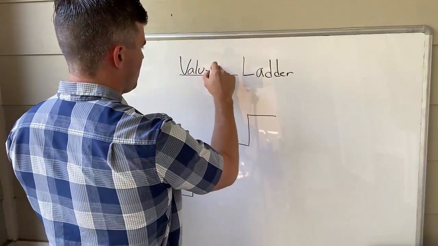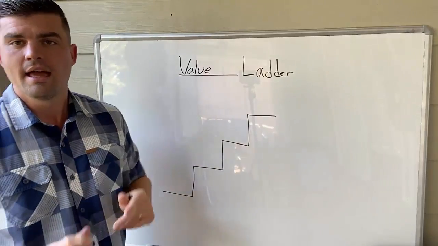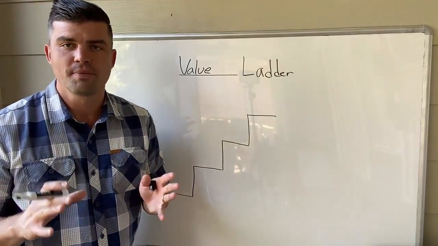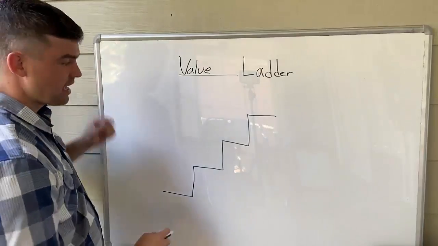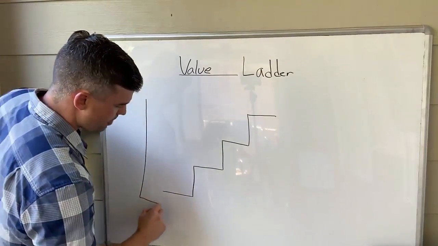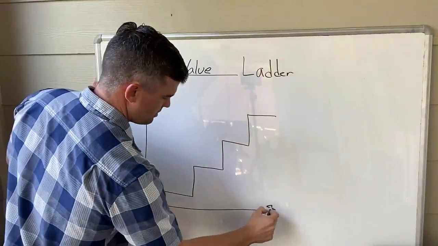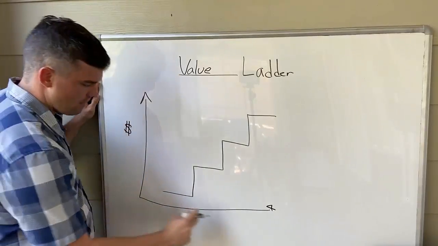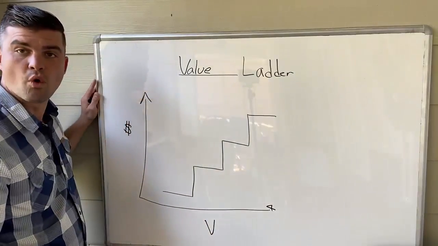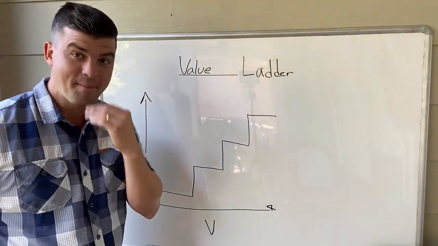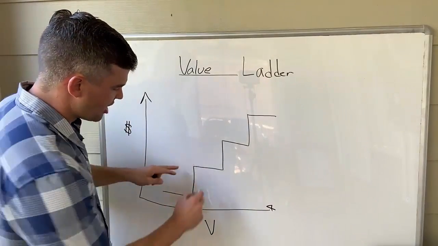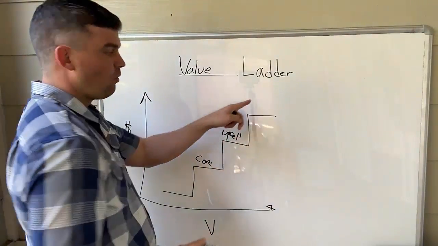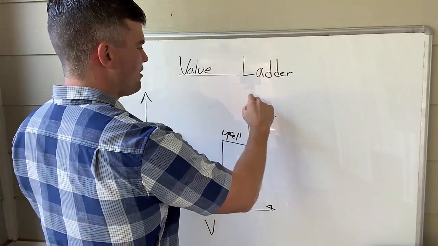So, value ladder. Okay. First, I'm going to go through the structure of the offers. Then we're going to plug in some actual examples, okay? So on this axis, we have price, okay? On this axis, we'll put V for value. Makes sense. What we have right here is what we're going to call our core offer. What we have right here is called the upsell. What we have right here is called the profit maximizer.